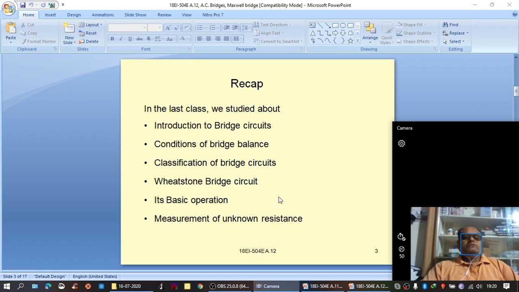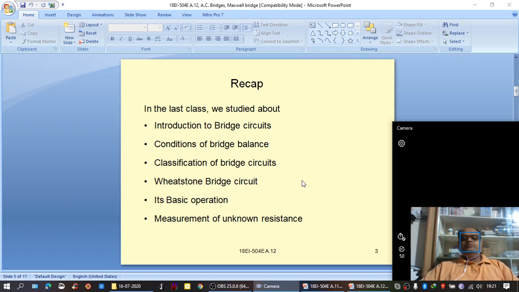Before we go to the present topic, let us recollect what we have seen in the last class. In the last class, we have seen what is a bridge circuit, how its basic structure would be, what are the conditions for bridge balance, what is the classification of bridge circuit, what is a Wheatstone bridge, and what it is used for.